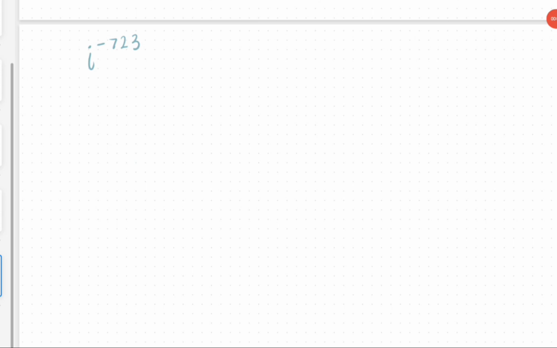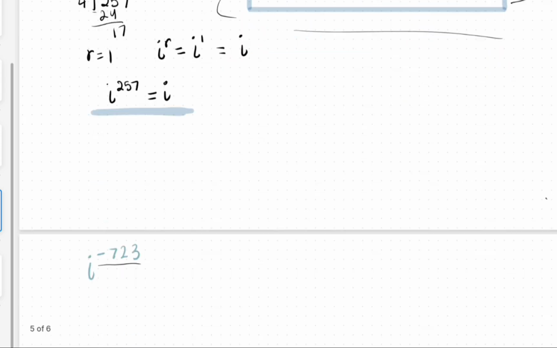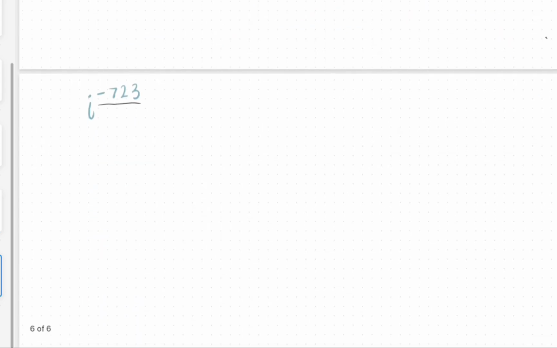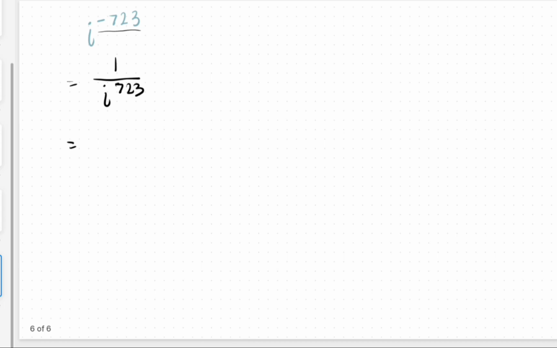Alright, we can do the same thing for negative numbers. So we see that n is equal to negative 723. When we follow this rule over here, this i to the power negative 723 can also be rewritten as 1 over i to the power 723, right? It's the same exact thing. Now, let's just find the value of this. So here, n would be 723.